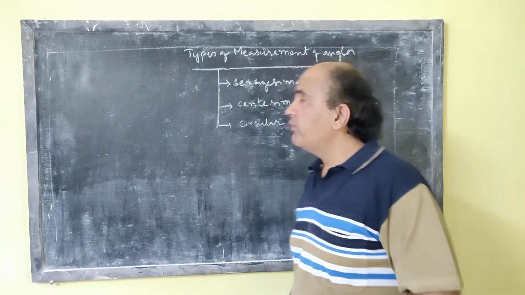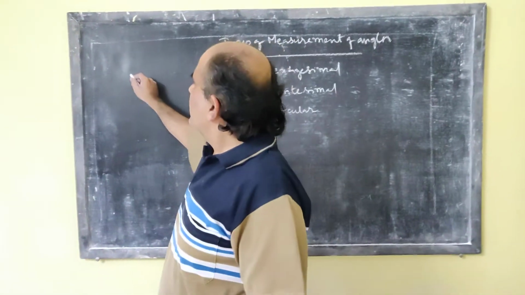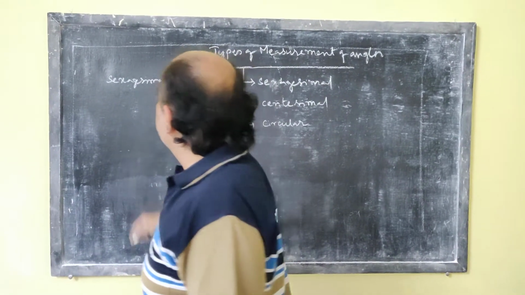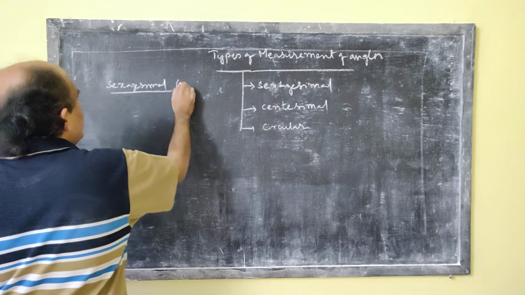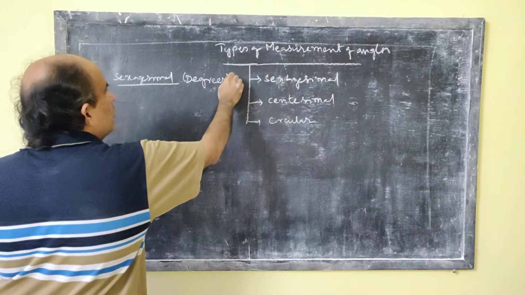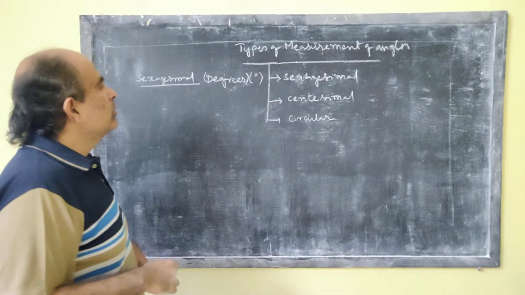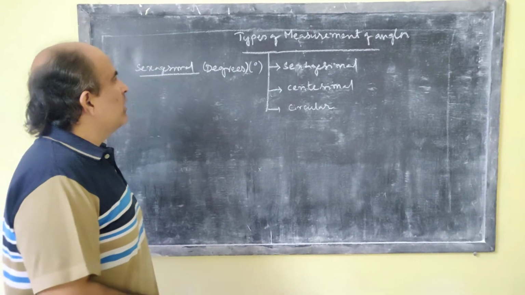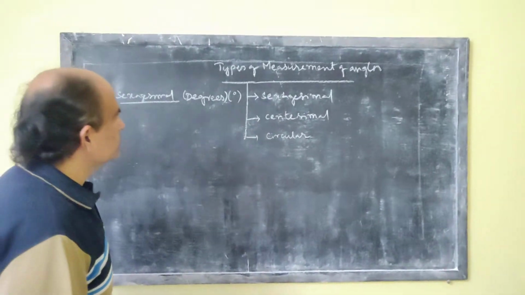Now, let me discuss the sexagesimal system first. In the sexagesimal system, the angles are measured in degrees. The symbol is a small 0 at the top of the number. Just don't take it as 0 and then say that anything to the power 0 is 1, so every degree is 1. No. This is only a symbol, a small 0 on the top.